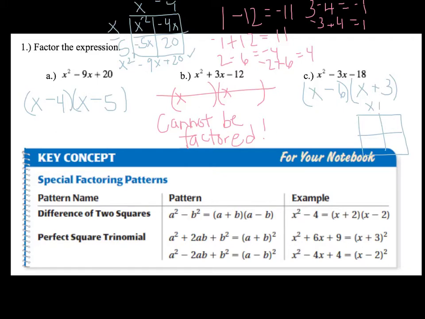So if I take x plus 3 times x minus 6, I get x squared, 3x, negative 6x, and negative 18. So altogether, x squared minus 3x minus 18, and it checks with the original problem.